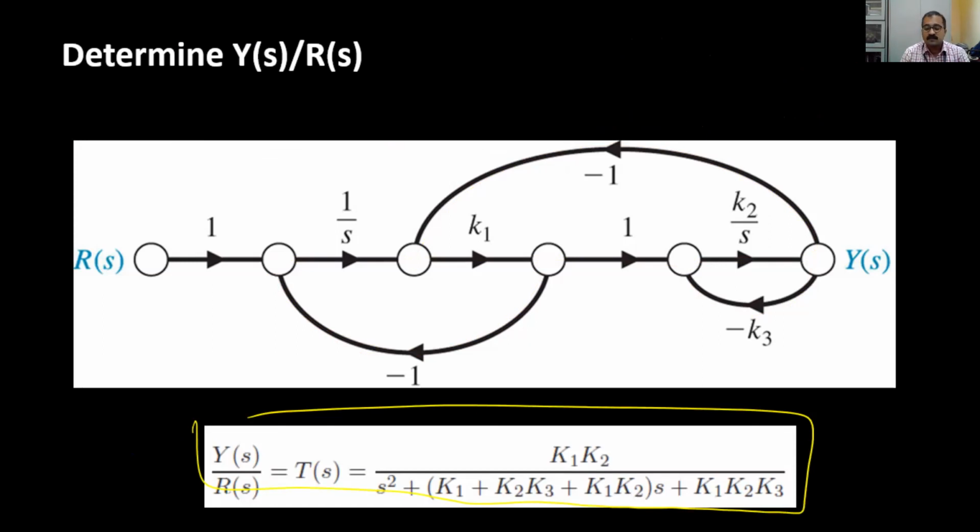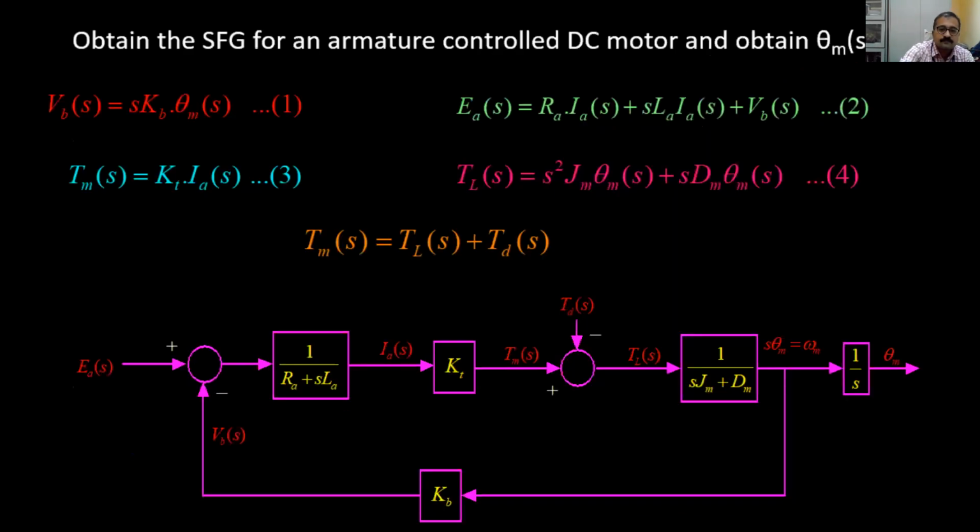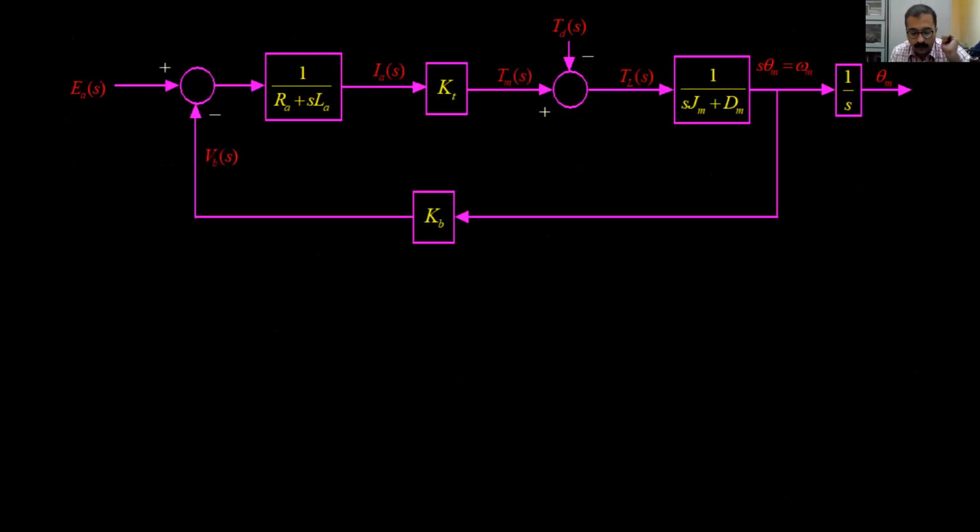Okay, this will be the final transfer function. Now, obtain the signal flow graph for an armature controlled DC motor and obtain theta m of s by E of s. There is a one-to-one correspondence between a signal flow graph and a block diagram. The block diagram we had already seen in one of the previous lectures, so let us concentrate on that. Since there is a one-to-one correspondence, it is very easy to obtain the signal flow graph.